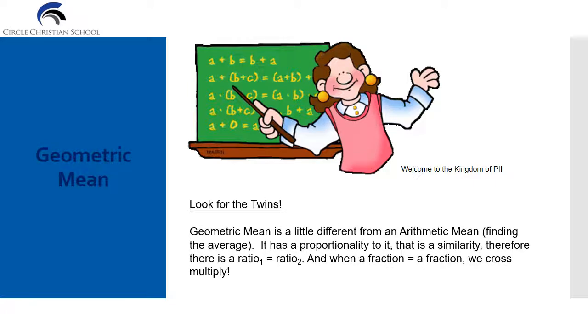Geometric mean. This is where you look for the twins. Geometric mean is just a little bit different than arithmetic mean, which is finding the average of something. It has a proportionality to it, that is, a similarity. Therefore, there's a ratio equals ratio. And when a fraction equals a fraction, we cross multiply.